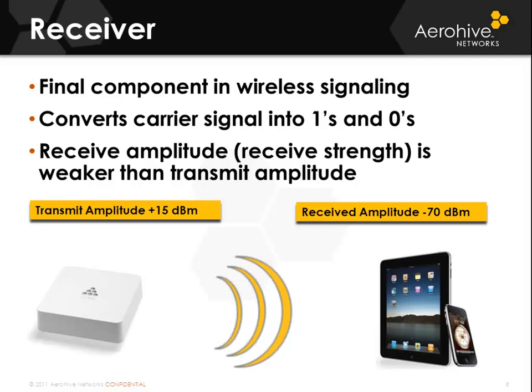Most vendors implementing their chipsets to use higher data rates use a received amplitude of negative 70 dBm before their clients are able to access the higher data rates.